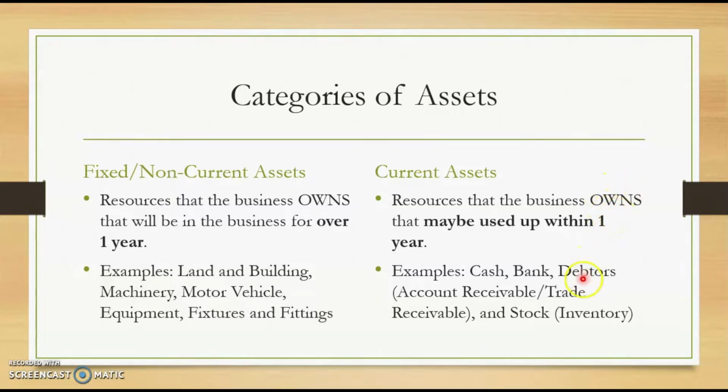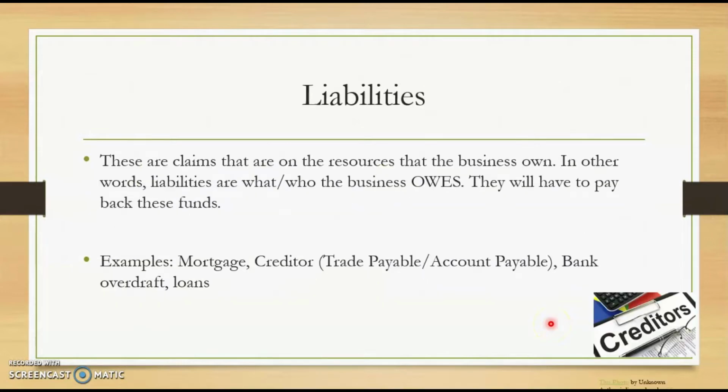So they're seen as current assets. And once they pay, they're no longer a debtor. So that's why we said it's used up or we get it within 1 year. And then we have stock. These are the items that the business owns that they will be selling on a day-to-day basis. So they buy them to sell them back. All right, so let's continue.